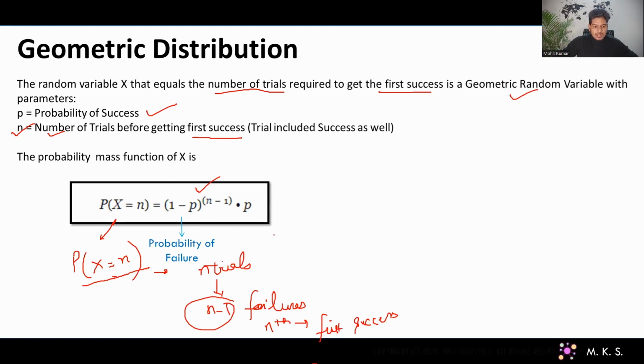It's basically, so how many failures? We know n minus 1 failures, right? And what is the probability of failure? It's basically 1 minus p. So we can say (1 minus p) raised to power n minus 1. So this particular part talks about the number of failures we got. What is the probability of getting n minus 1 failures, right? And in the nth trial, we got the success. So that's why p raised to power 1. So this is the intuition behind the formula, guys. I hope this is clear.